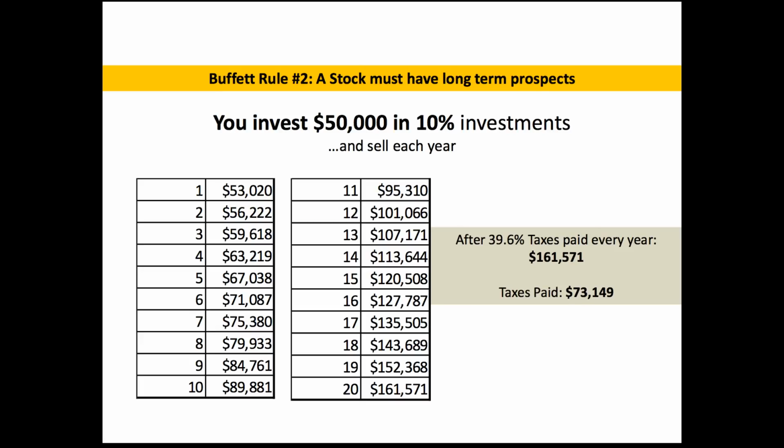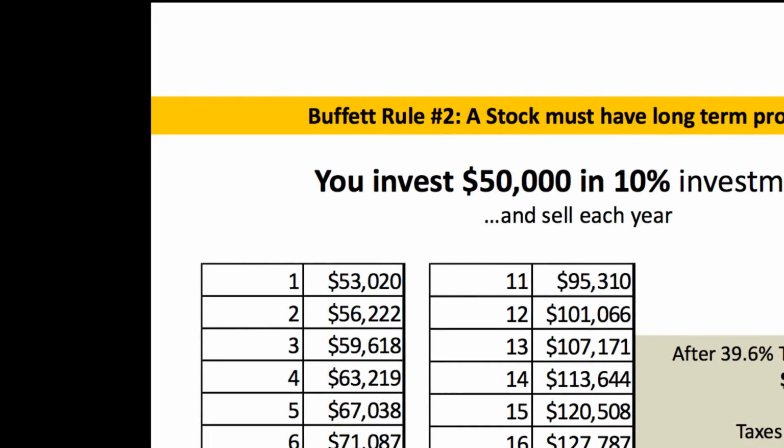So in this scenario, that $50,000 after the first year is going to turn into $53,020 off of a 10% gain. Whenever I figured this out, there was a little bit more math than what I'm showing you here. The math after the first year would have been $55,000, but then you would have paid that 39% tax on that $5,000 gain. So what I'm showing you is after that 39.6% tax was paid. Even though you made 10%, you only have $53,020 after the first year.